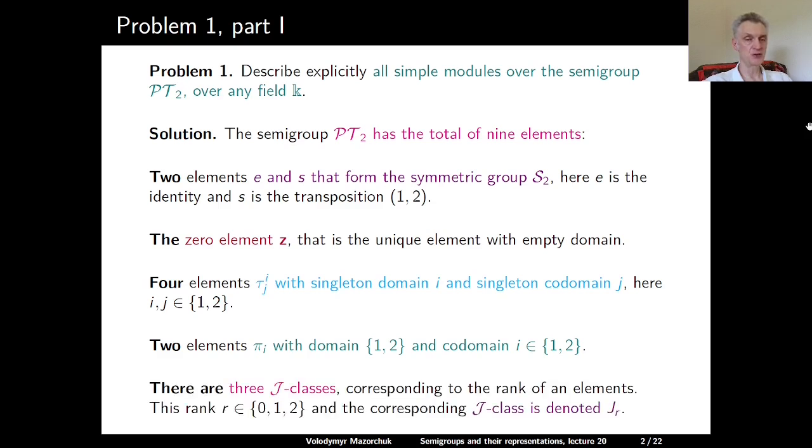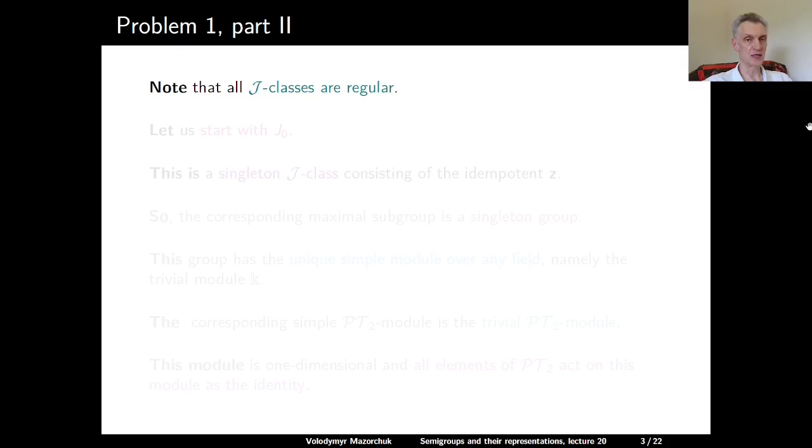The semigroup PT2 has 3 J-classes, which are indexed by the rank of the element. If the rank is r, which can be 0, 1, or 2, then the corresponding J-class is denoted by J_r. Note that all J-classes are regular, so each simple module has an apex, which is a J-class, and this J-class must be a regular J-class. In our semigroup, all J-classes are regular, so they all can be apexes of some simple modules.